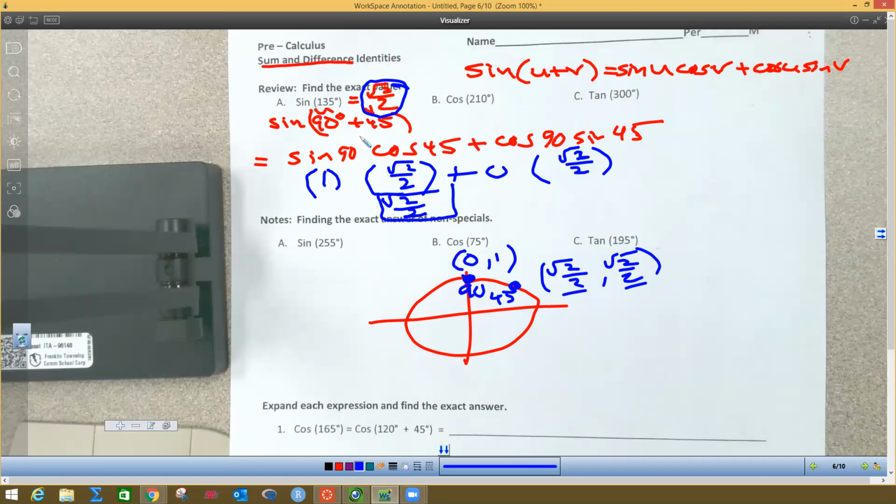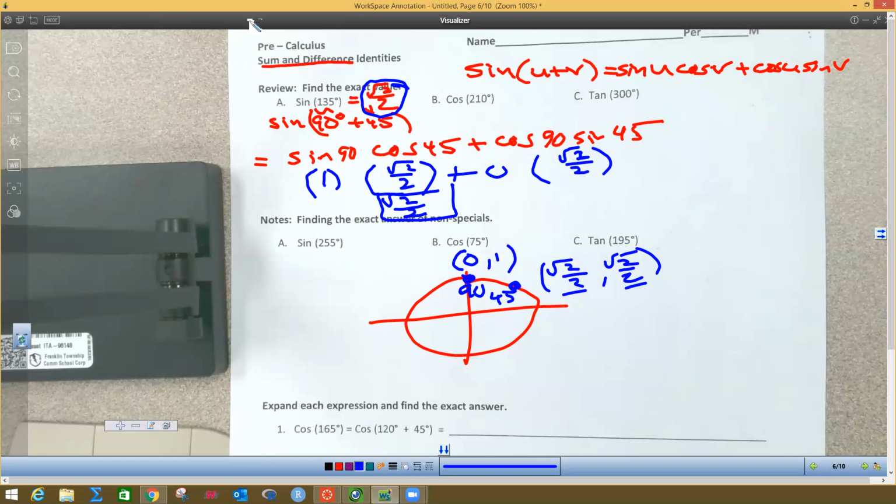What's your question, sir? On that quiz, there was one like cosine 11 pi over 6, and I was confused on how to find it. It's on your unit circle, dude. Remember what pi is in degrees? Oh, I see. It's 330 degrees. Okay, it's on there. Yes.